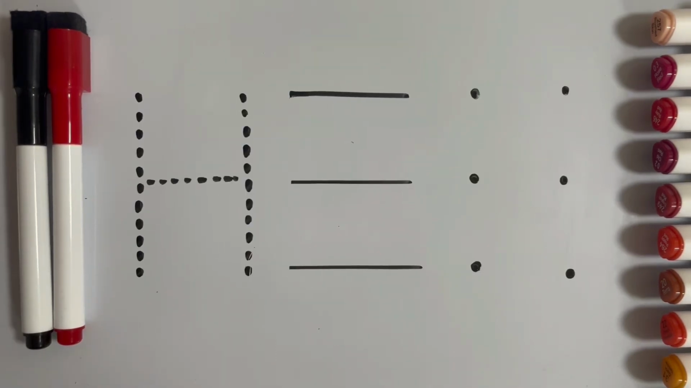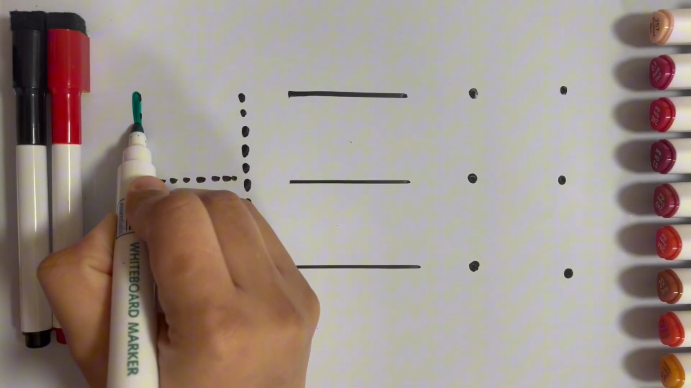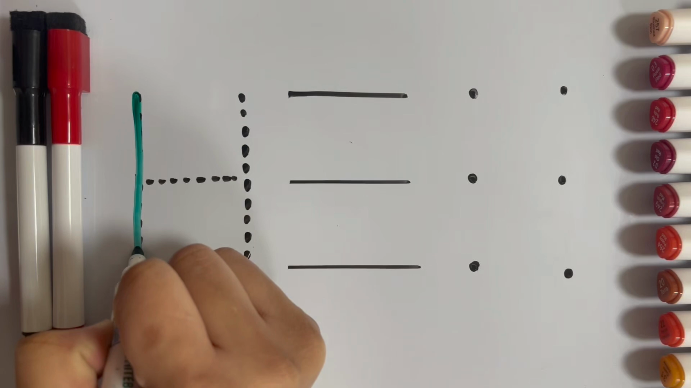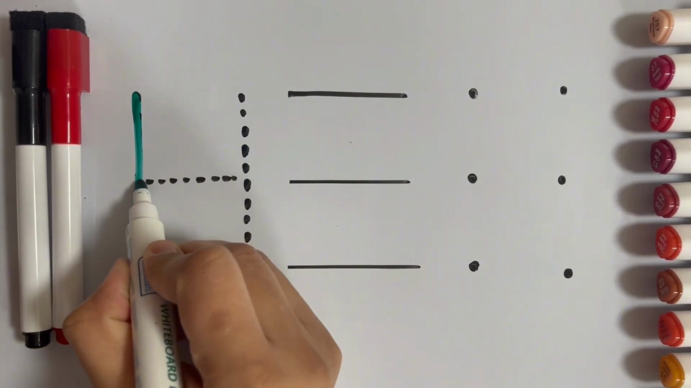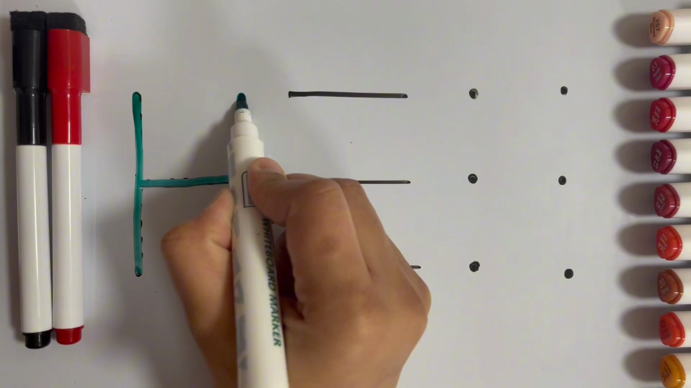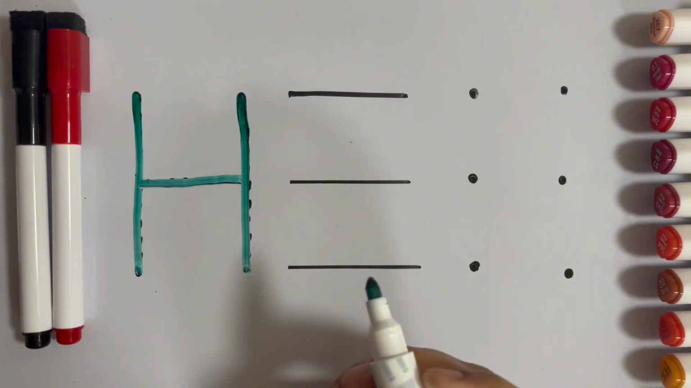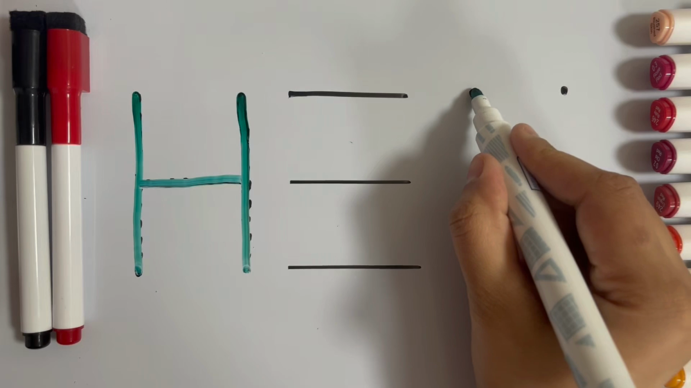Now we will write letter H. Let's get started. Draw a straight line going down. Another straight line from the middle. Now a third straight line going down. H. H. Let's try again.